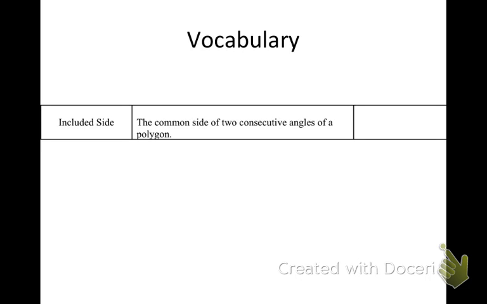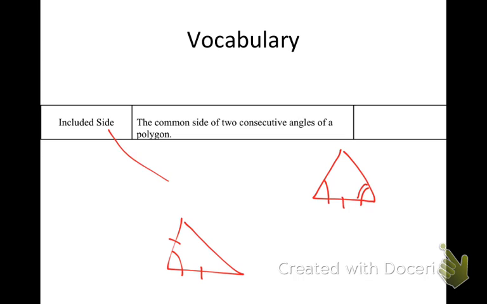First one we're talking about today is what's called the included side. Yesterday we talked about included angle. Remember talking about yesterday it was included angle? So if I gave you a triangle like this, the included angle was the angle between the two sides that you knew. An included side now is the common side of two consecutive angles of a polygon. So an included side says that something like that. That would be my included side. Why? Because it's in between two consecutive angles of the polygon.